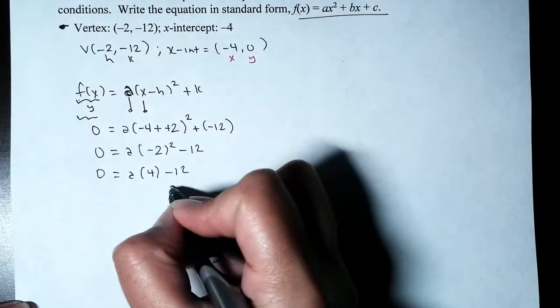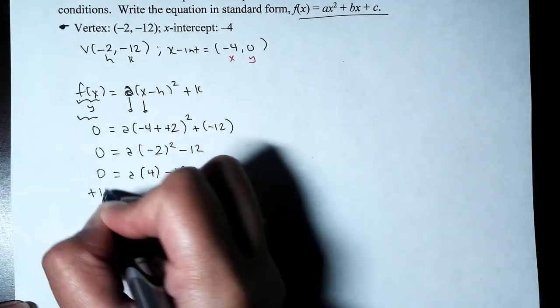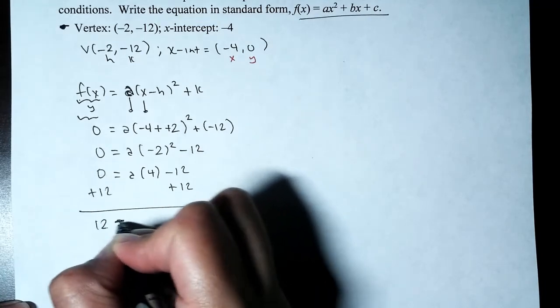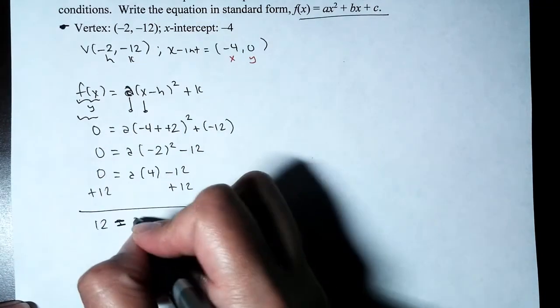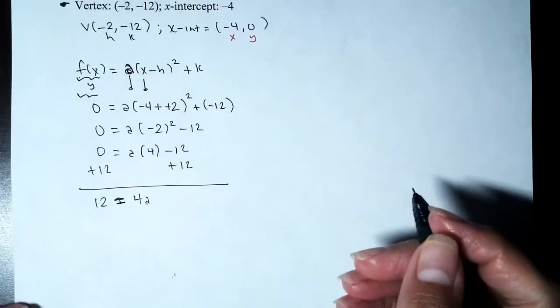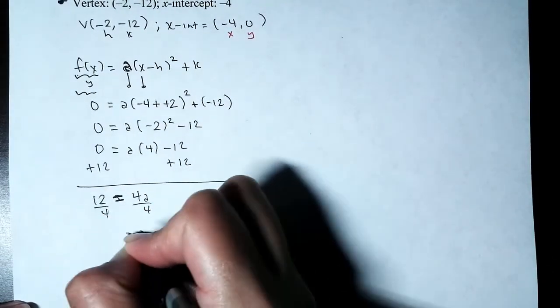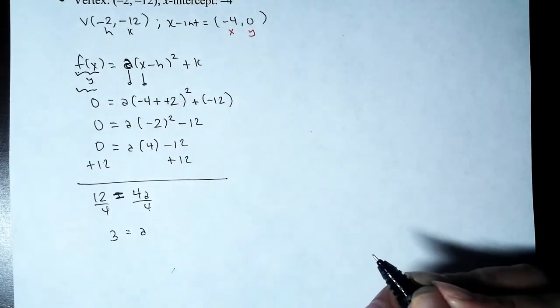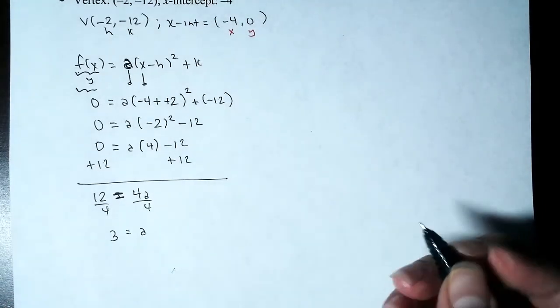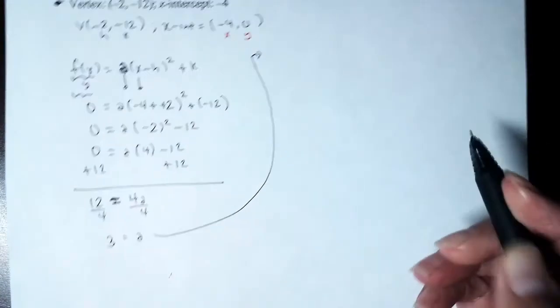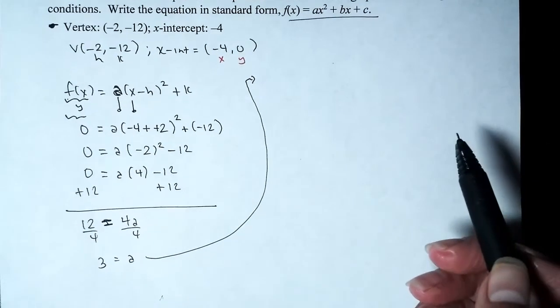Let's add 12 to both sides to isolate the variable term, and that will give us 12 equals, my mistake, a times 4, or 4a. And then to isolate the a, to get rid of the times 4, let's divide both sides by 4, and that will give us a equals 3. Okay, so let's come back to our problem. Where should we continue?